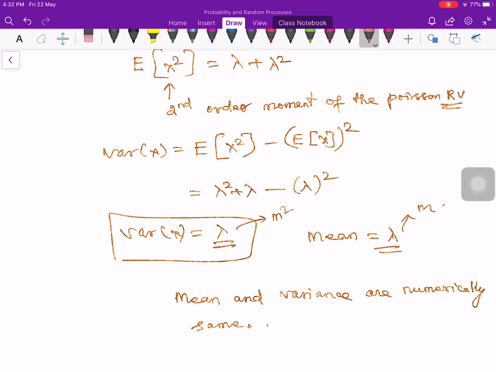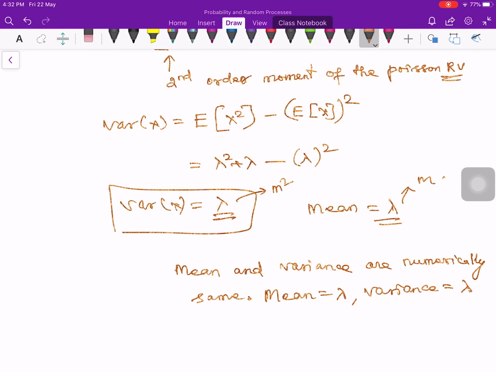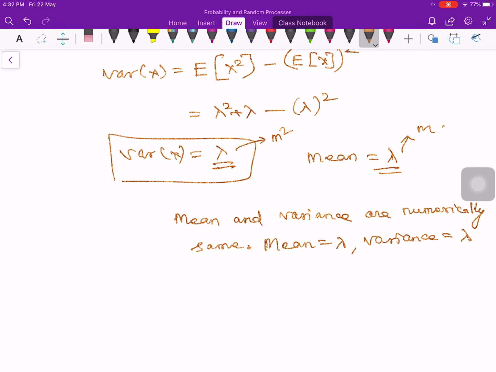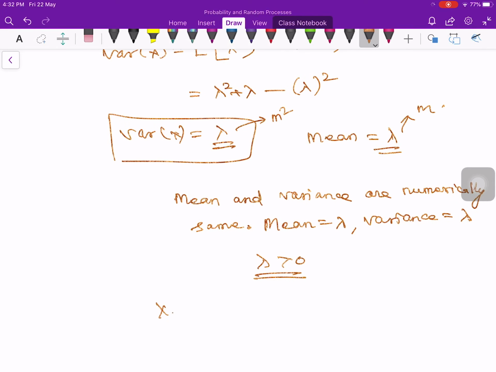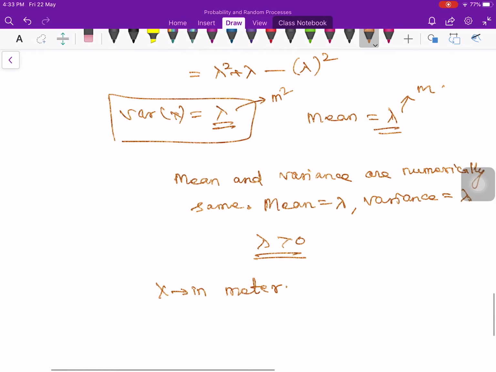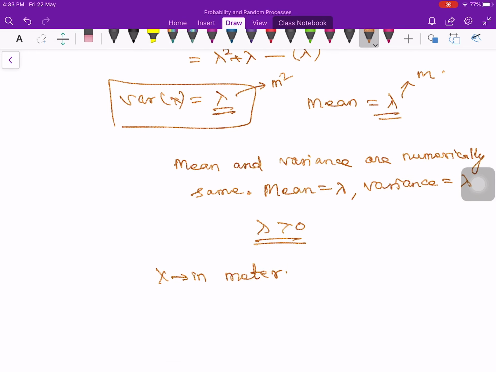So mean equal to lambda and variance equal to lambda. So interestingly, sometimes it happens only for the Poisson random variable. Of course, for the Poisson random variable lambda is positive. It is a non-negative random variable. It is greater than 0. And one more point is, for example, if X is in meter, then what is the unit of variance?